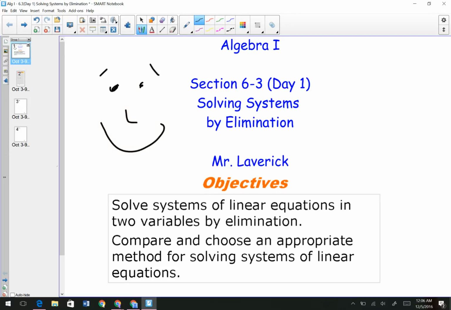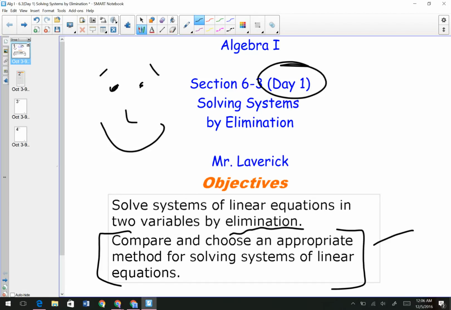All right. So two goals today: solve systems of linear equations with two variables by elimination, and by the end of this section, notice that this is day one, we're going to be comparing and choosing appropriate methods. So we've already learned graphing and substitution. Now we're going to talk about elimination. There's a variety of different methods that you could use to solve systems. This is just one of the three, and you can actually pick. Sometimes it's easier to do one method over the other, and that's where we're getting this objective.